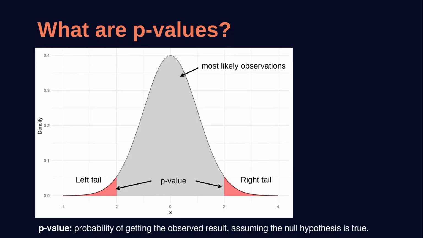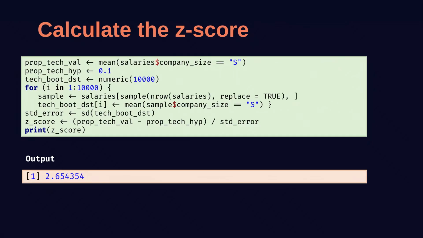Since p-values are probability, they'll always fall between 0 and 1. To calculate the p-value, we need to find the z-score. We start by calculating the sample statistic, in this case the proportion of tech professionals who are in small companies, labeled as S in the data. This is stored in the prop tech val variable. The null hypothesis gives us the hypothesized value of 10% stored in the prop tech hype variable.